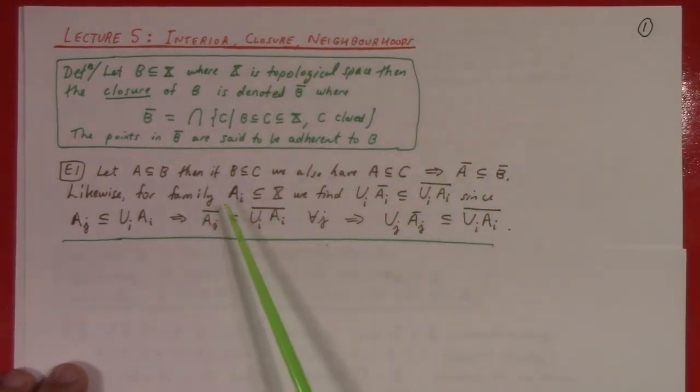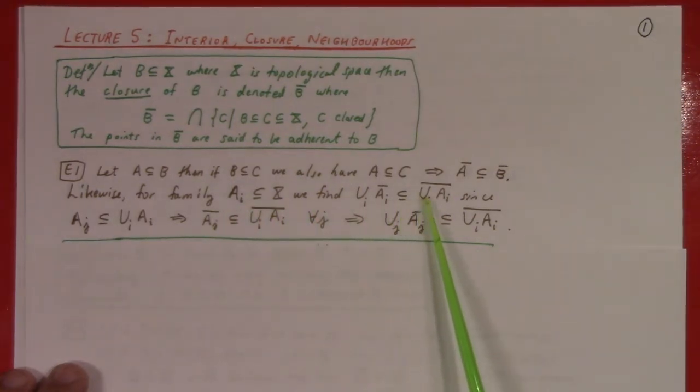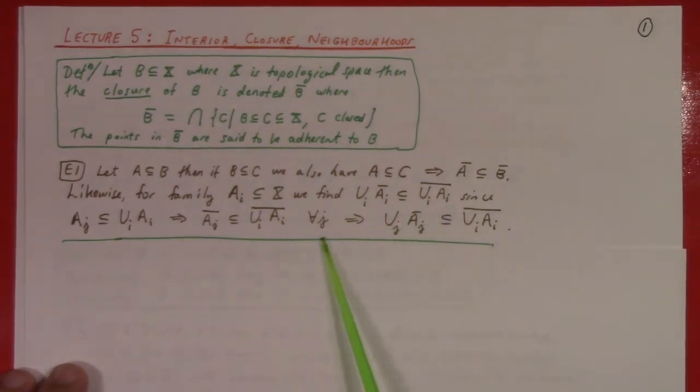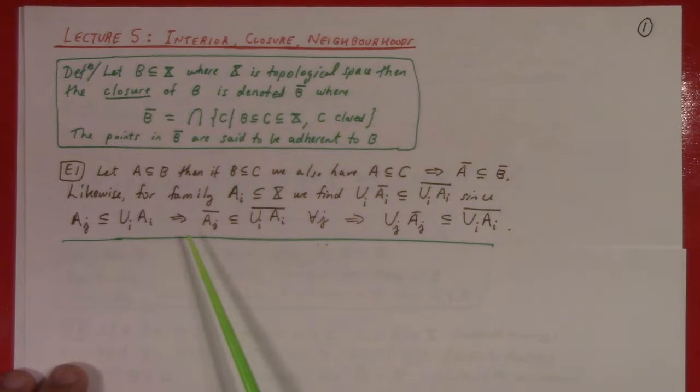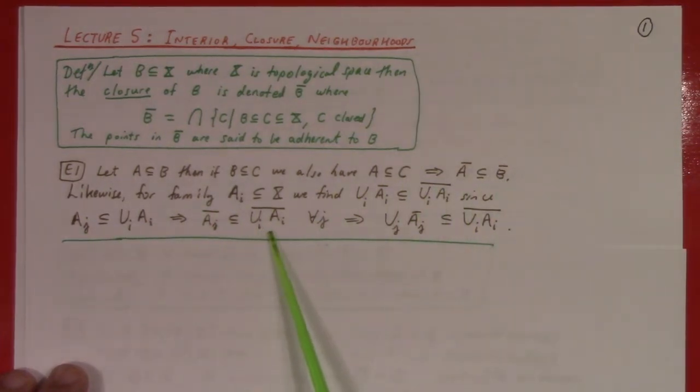And likewise for a family, if we have a family of subsets of X, then the union of the closures is a subset of the closure of the union. Why? Well, because the jth one is a subset of the union for arbitrary j, right? Which means that because of this property right here, the closure of the jth one is a subset of the closure of the union. But that implies that the union of the closures is a subset of the closure of the union. So that's kind of neat.